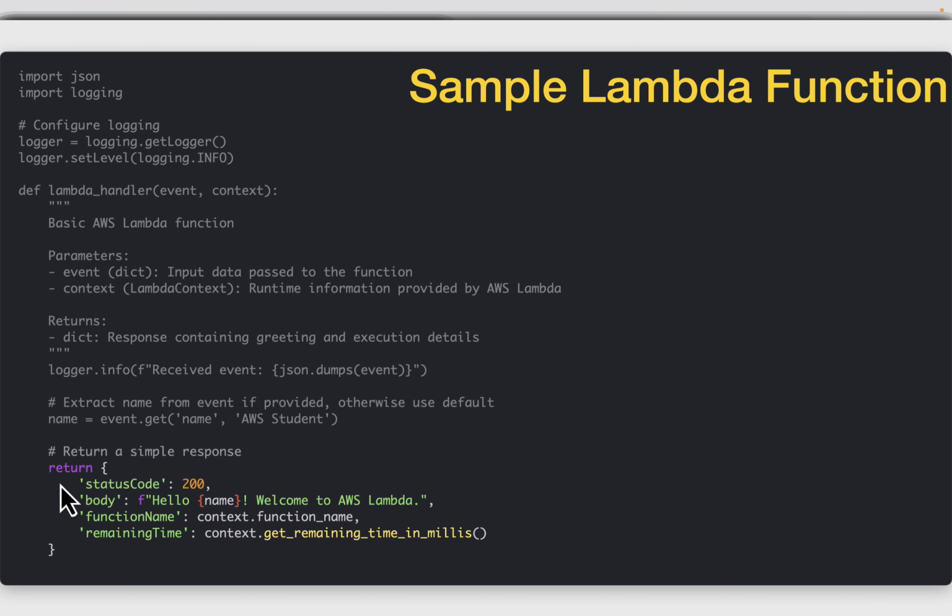And finally it will return a simple response, and this is the dictionary here, and its status code is 200, and this is a string: hello, whatever name of the student you have provided, welcome to AWS Lambda. And the function name it gets from this context object, whatever name you saved the function with, that will be printed out, and how much time is remaining out of the total 15 minutes duration, how much time is still left.